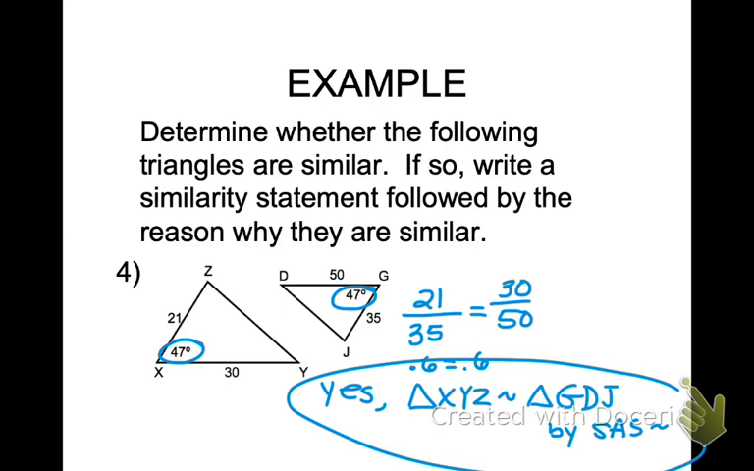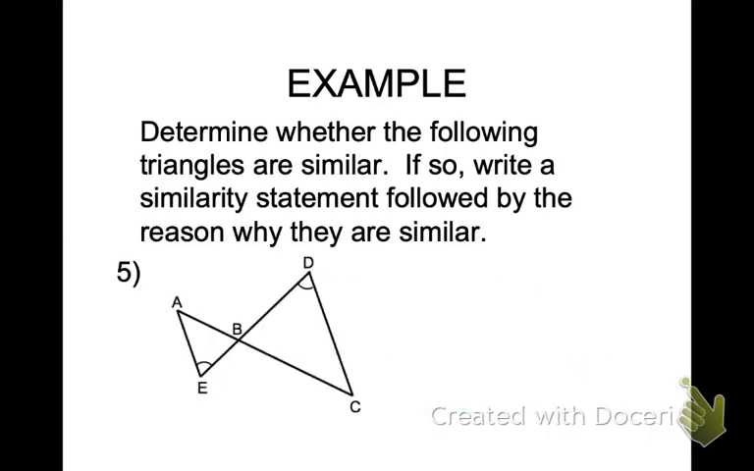Okay. Now we've got one more. I don't see any numbers on this one, so they must not be similar, are they? You've got two sets of congruent angles. Where's the second set? The vertical angles. Perfect. Your vertical angles are congruent to each other. So you've got D congruent to E, and then you got your vertical angles in the interior. So yes, they are similar.